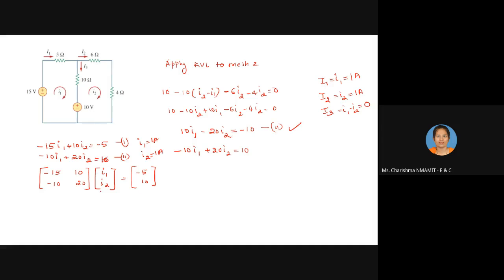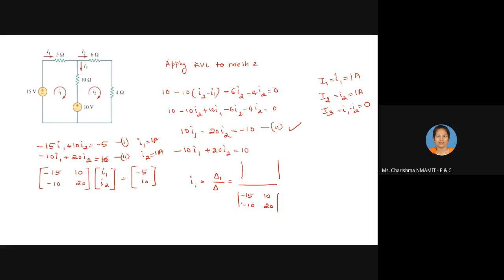Now, when you have to find out I1, it is nothing but delta 1 divided by delta. So, what is delta 1? It is the determinant which is obtained by replacing the first column by the right hand side coefficient. First I will write what is delta. Delta is nothing but the determinant of this matrix, that is 15, minus 10, minus 10, 20. What is delta 1?